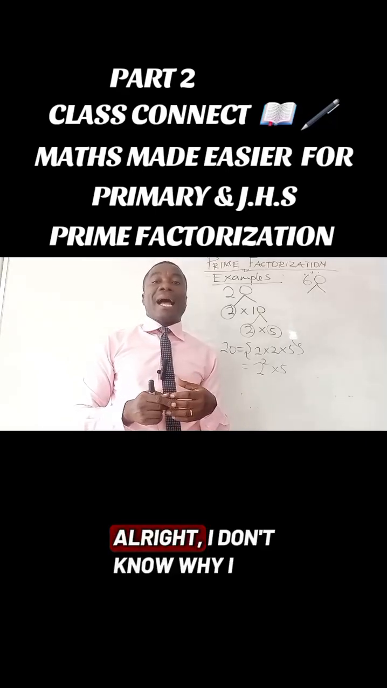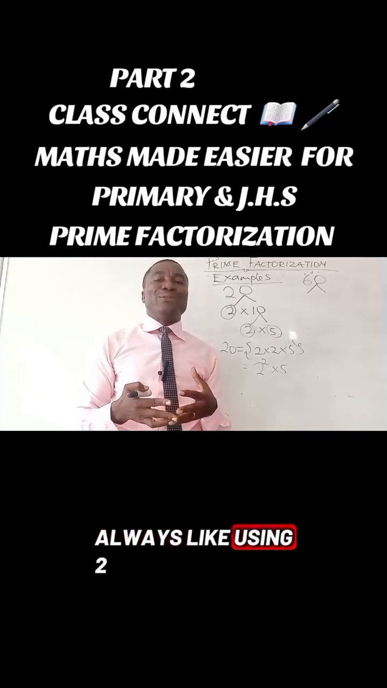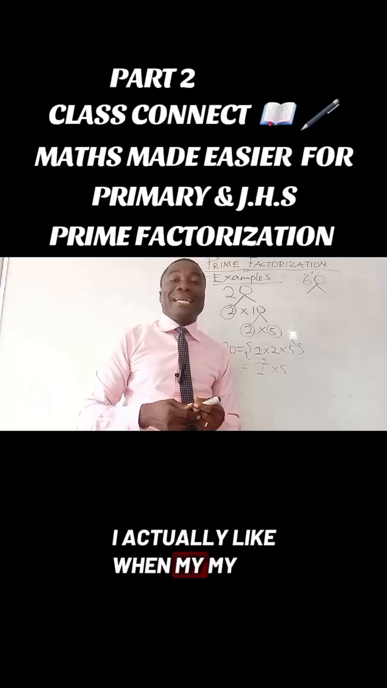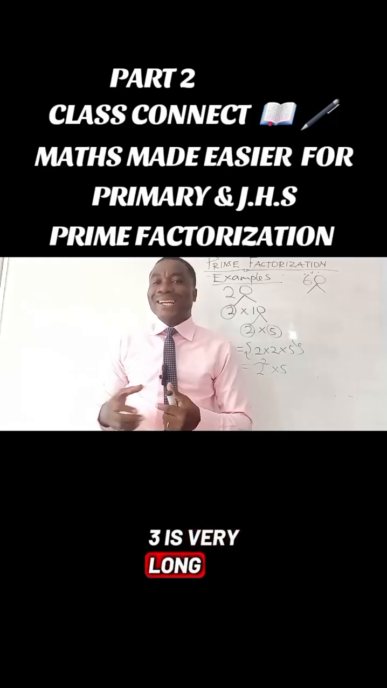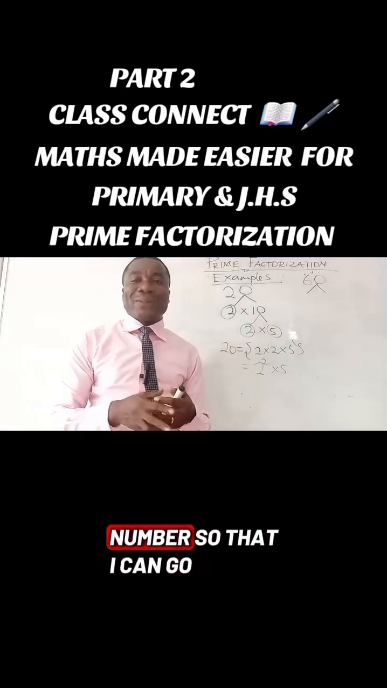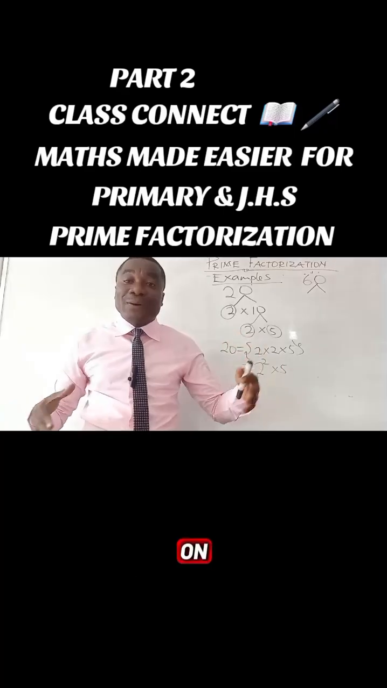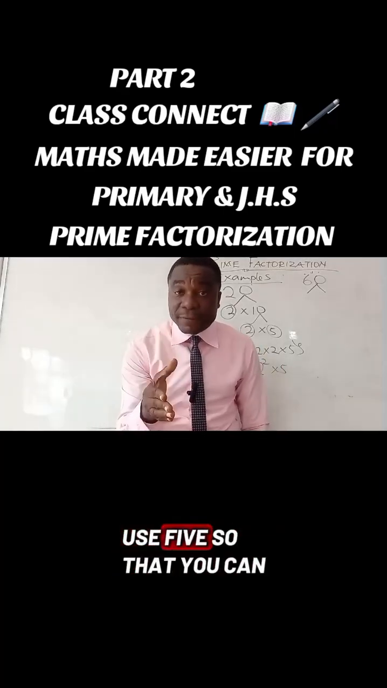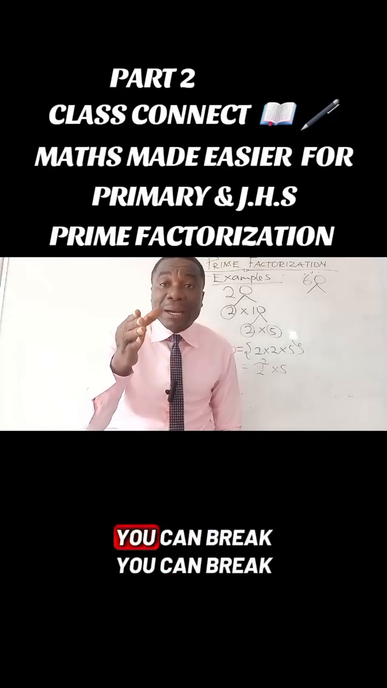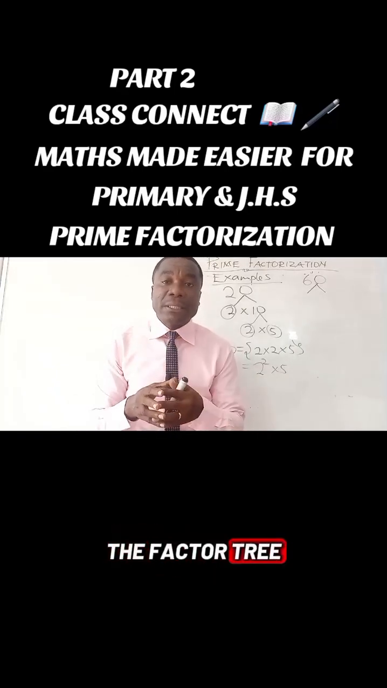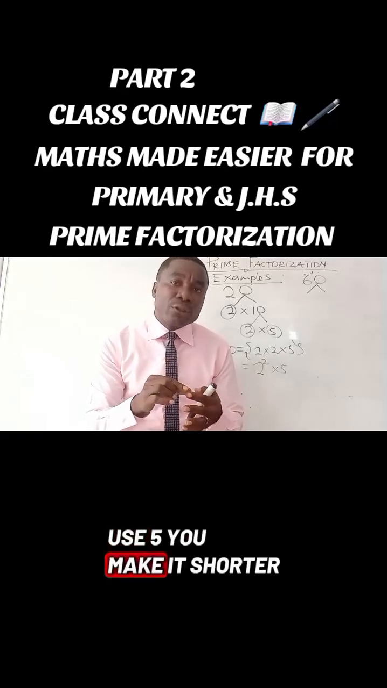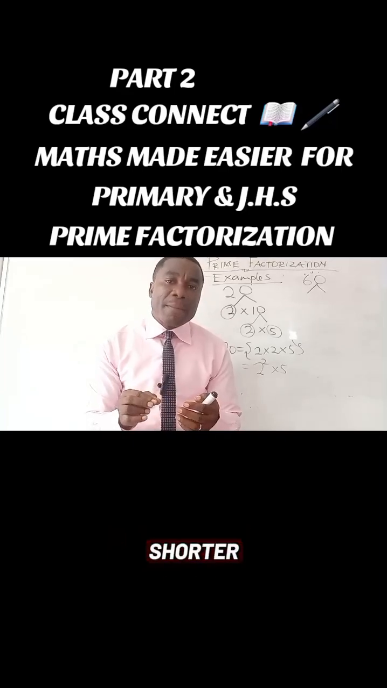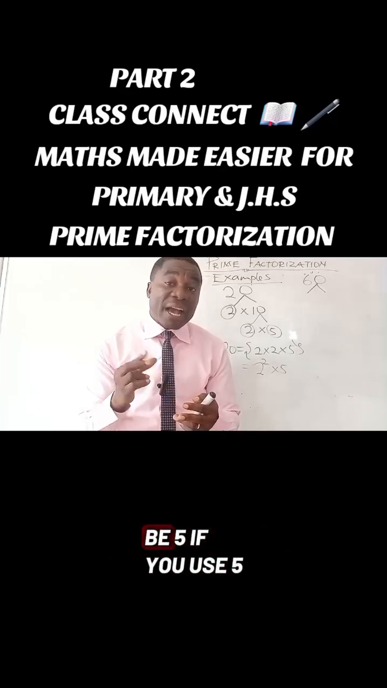All right. I don't know why I always like using 2. I actually like when my factor tree is very long. I feel good when the factor tree is very long. So I always use a smaller number so that I can go on and on. But maybe you can decide to use 5 so that you make it shorter. If you use 3, it is shorter, but the shortest of it will be 5.